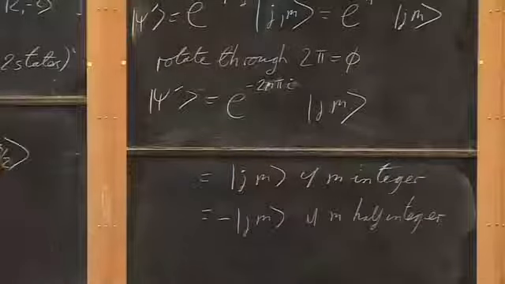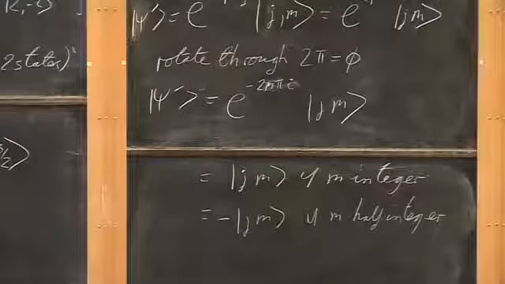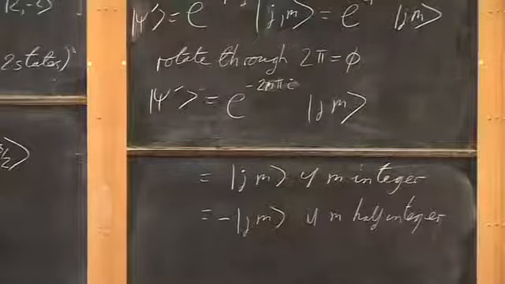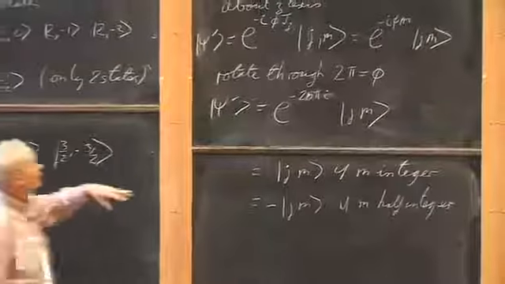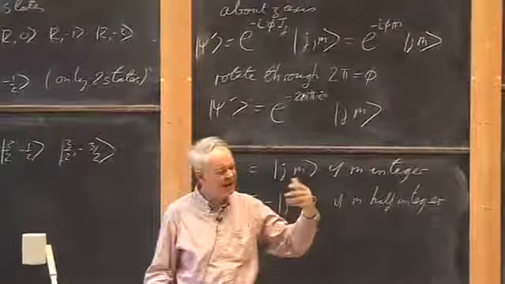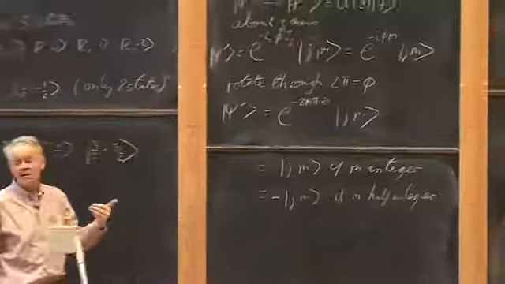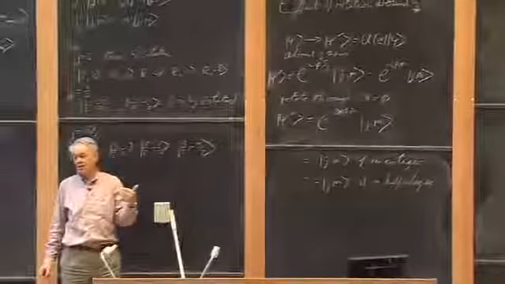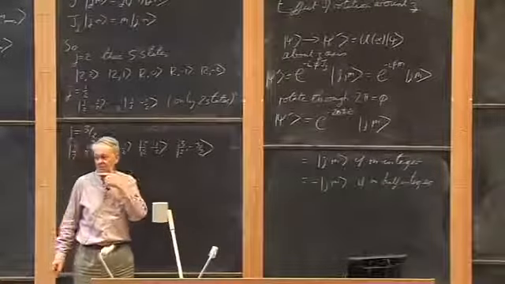So we have the surprising result that if you rotate a system with half-integer angular momentum completely around, through an entire rotation, its state doesn't return to its original state. It returns to minus its original state.